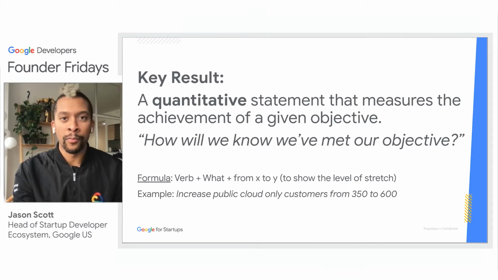So simple, foolproof formula there. You're going to have a verb. So in this case, increase again. What are you looking to increase? Public cloud only customers. But the one difference here is you're going to have a threshold. You're going to say, where do we start? And what is the level of stretch that we're trying to get to, right? And so in this case, from X to Y, from 350 to 600.